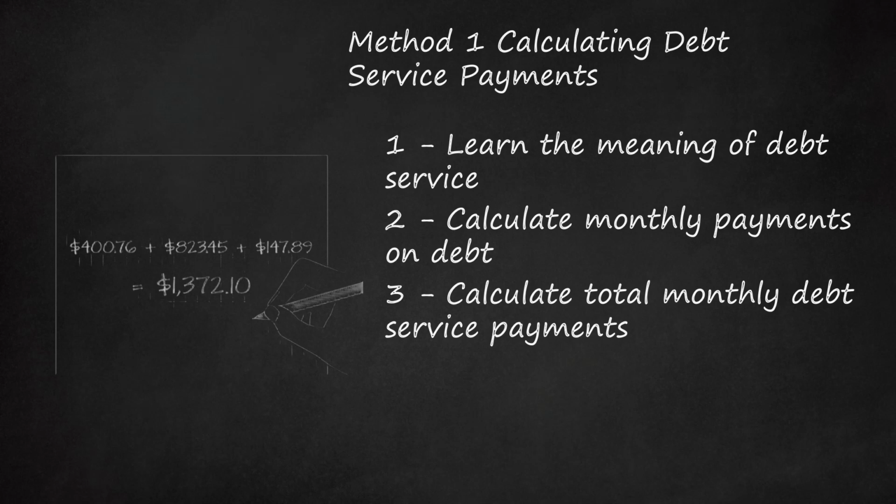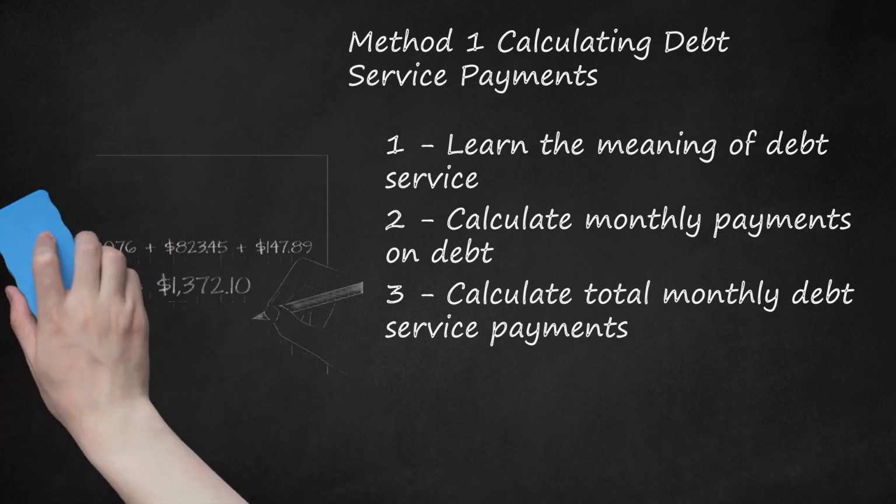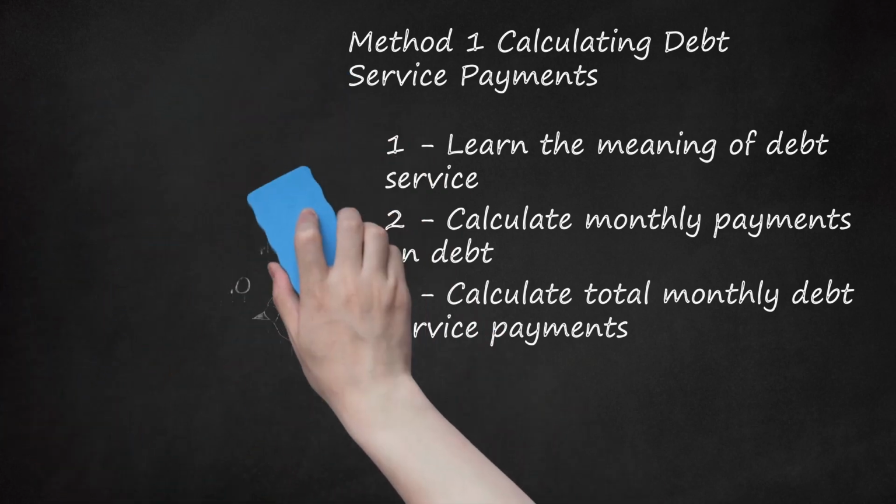For example, suppose in addition to the car loan for $400.76 per month, you have a mortgage payment for $823.45 per month and a student loan payment of $147.89 per month. Your total debt service payments would be $400.76 plus $823.45 plus $147.89 equals $1,372.10.